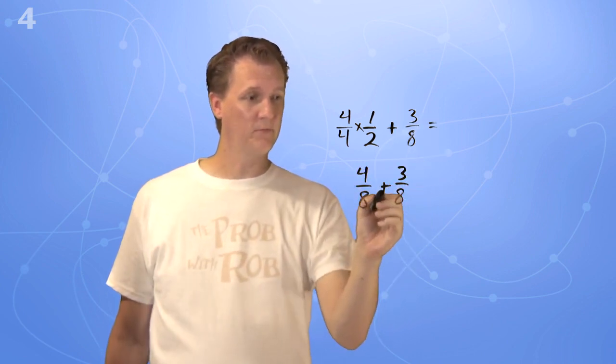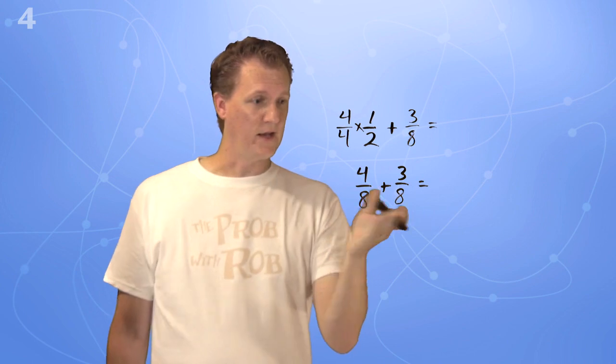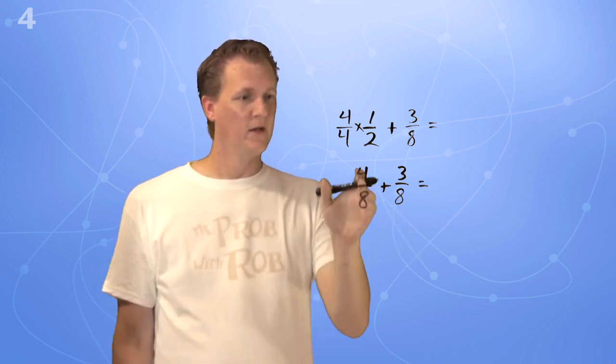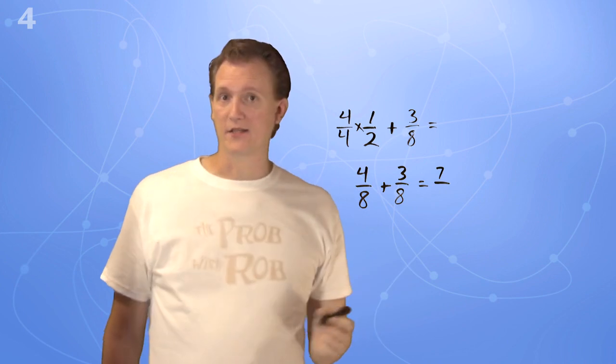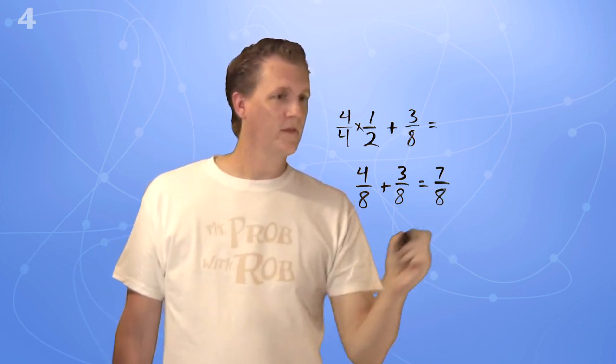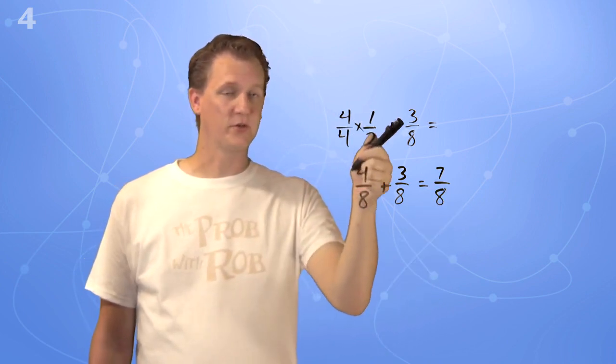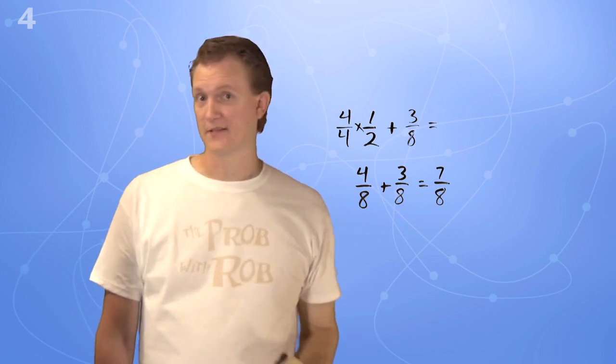So 4 over 8 plus 3 over 8. Now we have like fractions that we're adding. 4 plus 3 equals 7. Keep 8 as the bottom number. So 1/2 plus 3/8 equals 7/8.